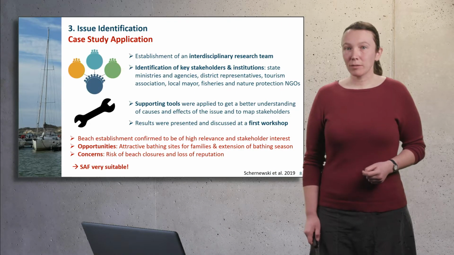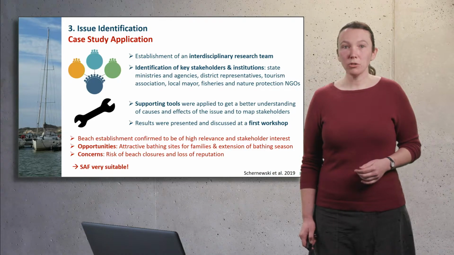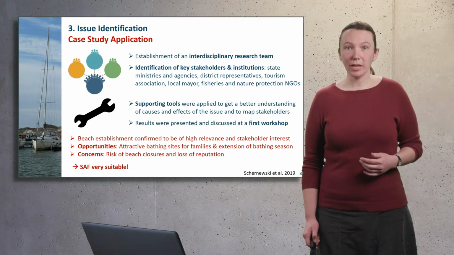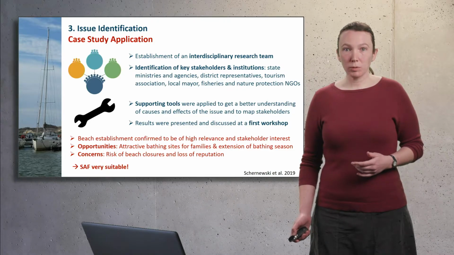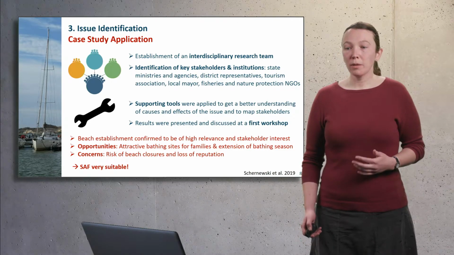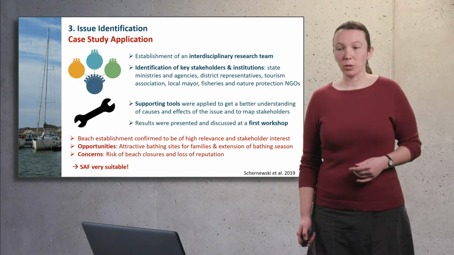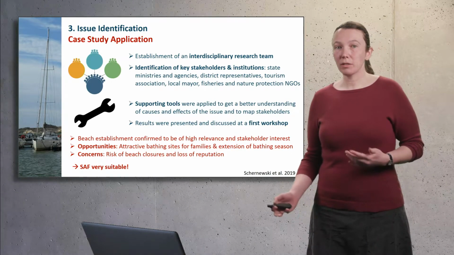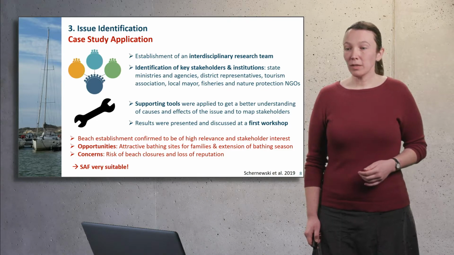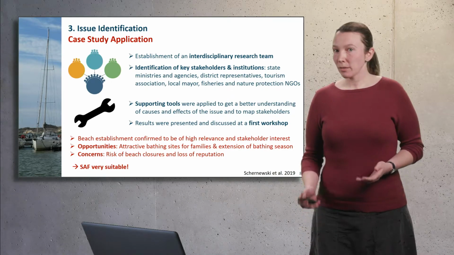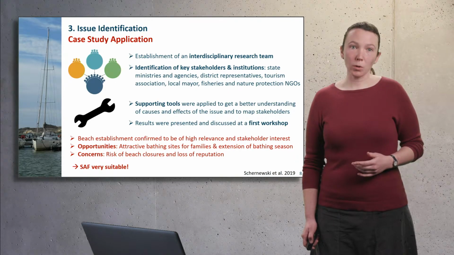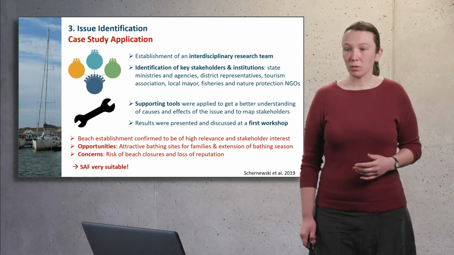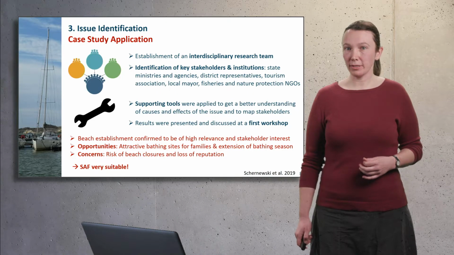So first, an interdisciplinary research team was established, and they mapped the key stakeholders and institutions. This included state ministries and agencies, district representatives, the Tourism Association, the local mayor, fisheries, nature protection NGOs. And supporting tools were applied. I will not go into details about this, but this will be part of another lecture. But in general, it was used to assess the causes and the effects of the problem and also to map stakeholders. And the results of these applications were then taken to the first workshop and discussed with the stakeholders.